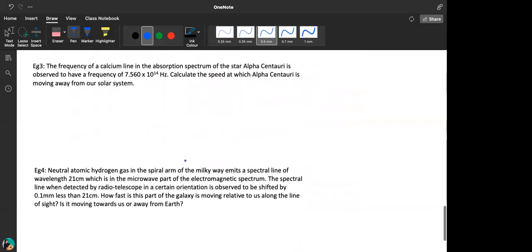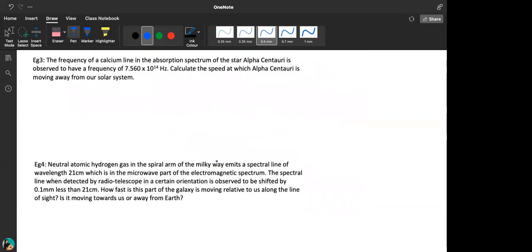Right. Another 2 examples. Then we go to the next one. Okay, in terms of frequency.